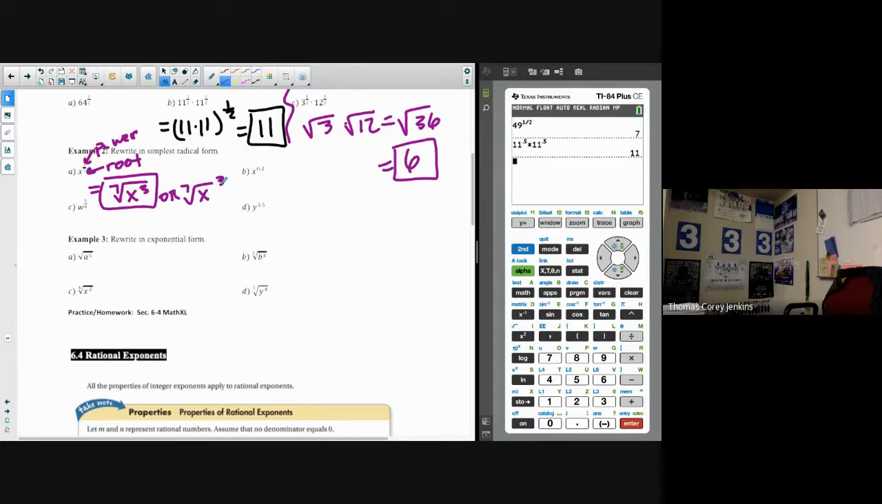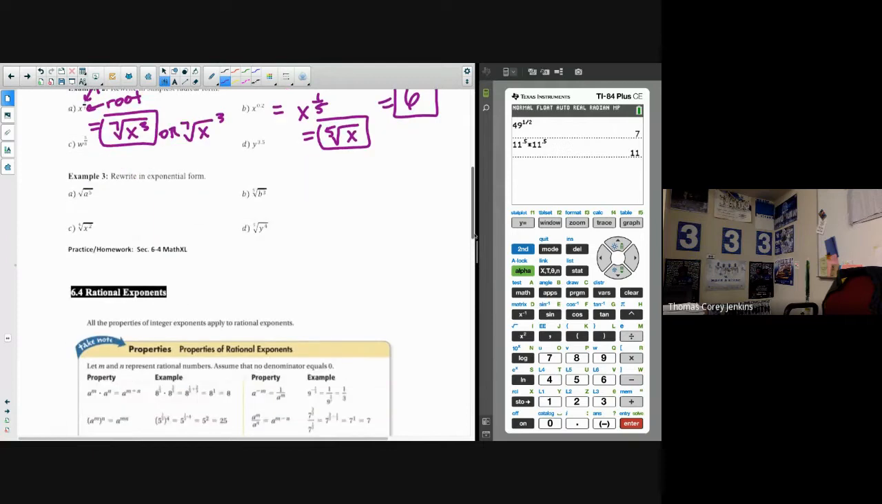Looking at the next one gives us a decimal, so this would be converting a decimal to a fraction. So x to the 0.2 is equal to x to the 1/5, and that's equal to the 5th root of x to the first power, so just the 5th root of x. And then I'll leave c, which is w to the 5/8, and d, which is y to the 3.5, for you.